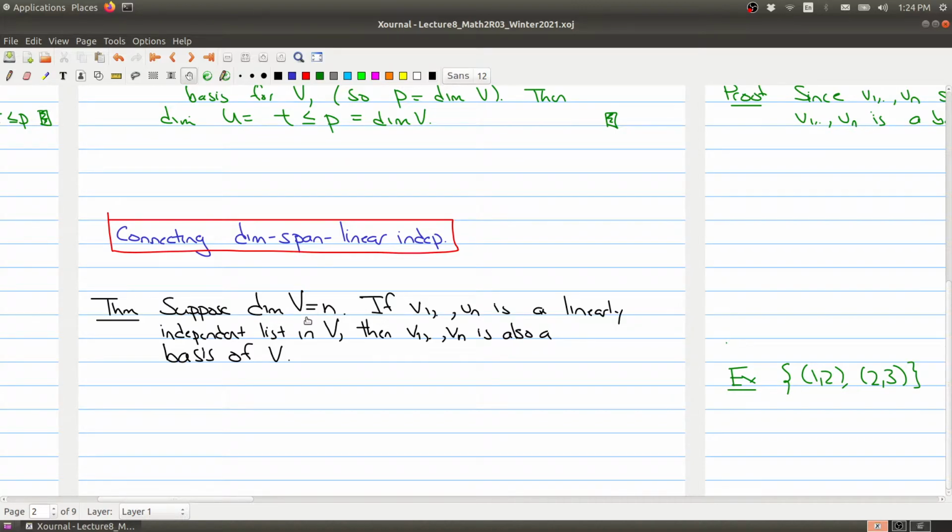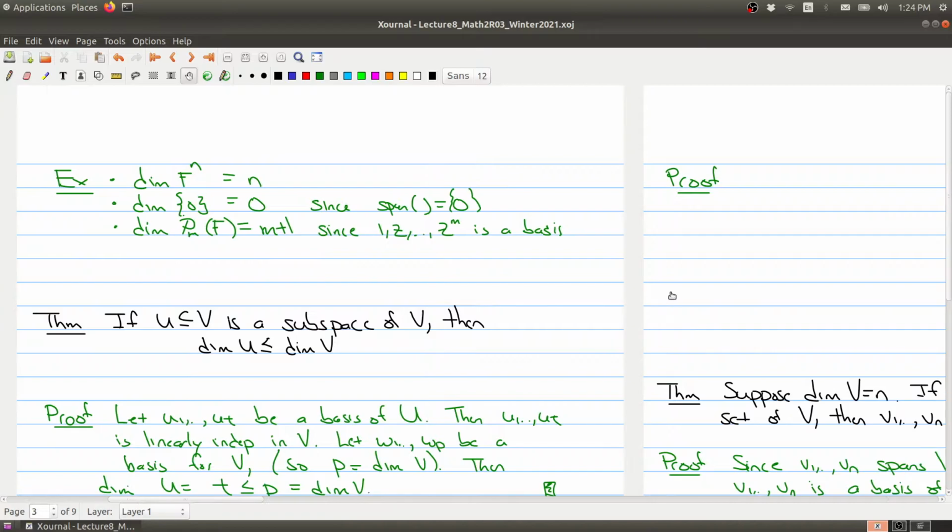Suppose that you know that the dimension is n, and let's say you have n linearly independent vectors inside of V. Then what you get for free is that V1 through Vn is also a basis for V. So the way you should think about it is this theorem is telling you if you know the size of the vector space and you know that it's linearly independent, you get for free that this set of vectors should also span all of V. And you also get that it becomes a basis for the vector space. So let me show you how the proof of this works.